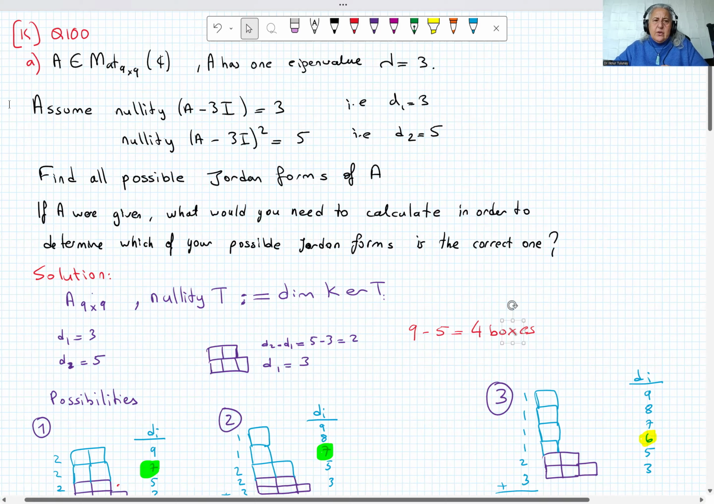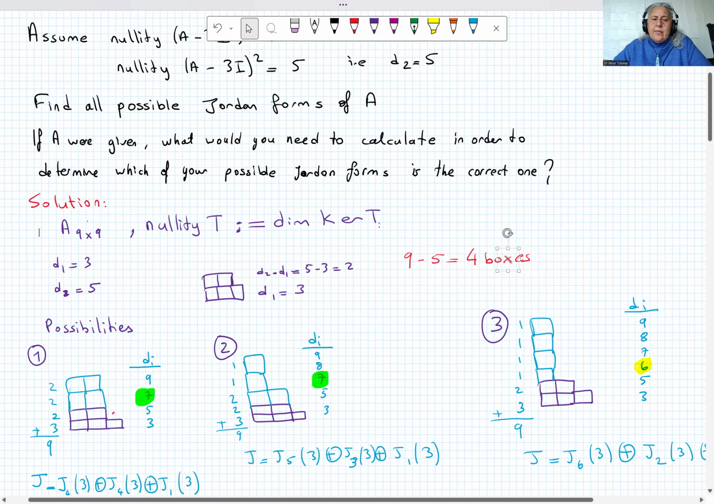So for example, if you have a 9 by 9 matrix that has only one eigenvalue, lambda equal to 3, and the nullity of A minus 3I in the first degree is 3, this means that d1 is equal to 3. And the nullity of (A minus 3I) squared is 5, which means that d2 is equal to 5. In this question, we would like to find all possible Jordan forms. If A is given, what calculation would we need to determine the Jordan forms?